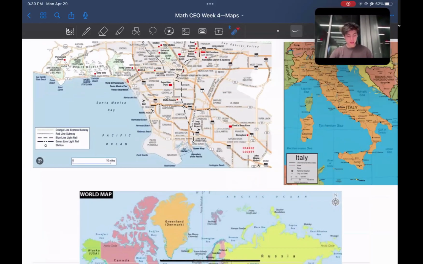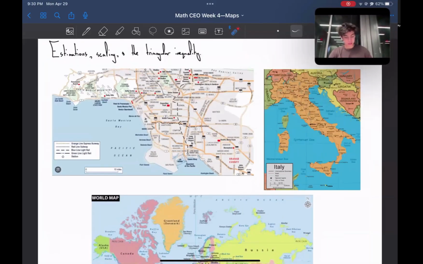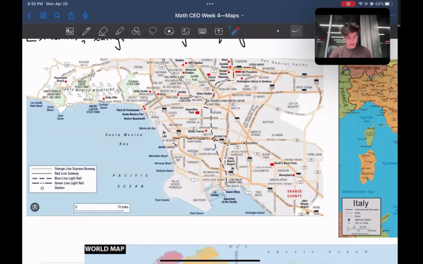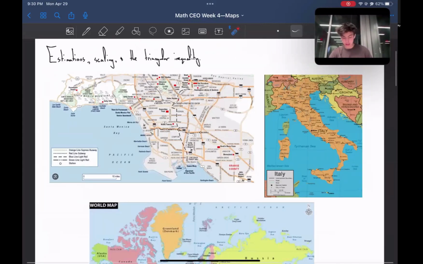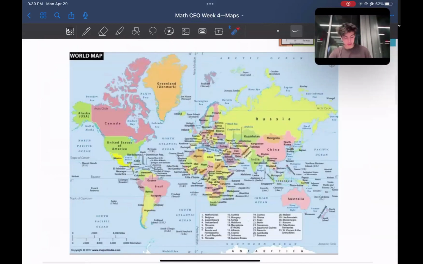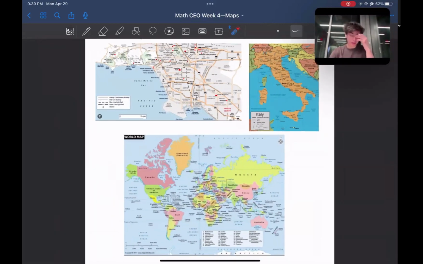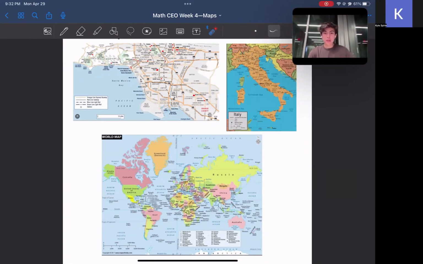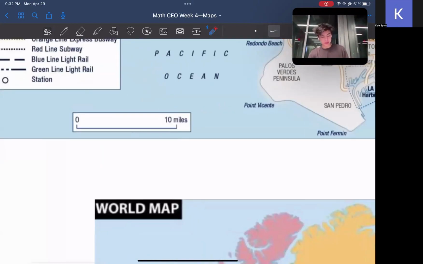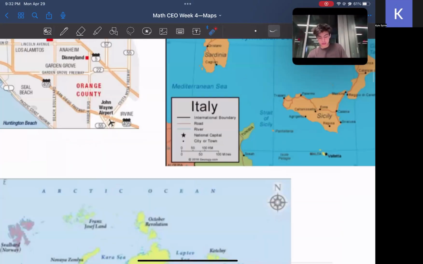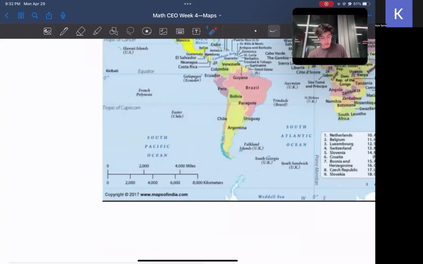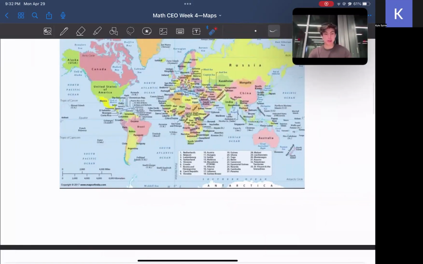What I have here are three different images of maps. One of, I believe, Los Angeles County, the other of the country of Italy, and lastly, just the world map. What I want you to do is to take a look at these maps and see what similarities they have. What do they have in common? Maybe there are multiple things that jump out to you, but what I wanted to focus on was this right here, found on all three maps, which is called the scale of the map.